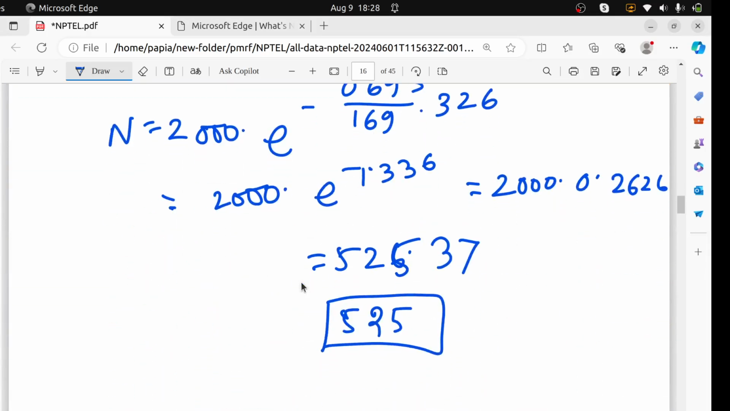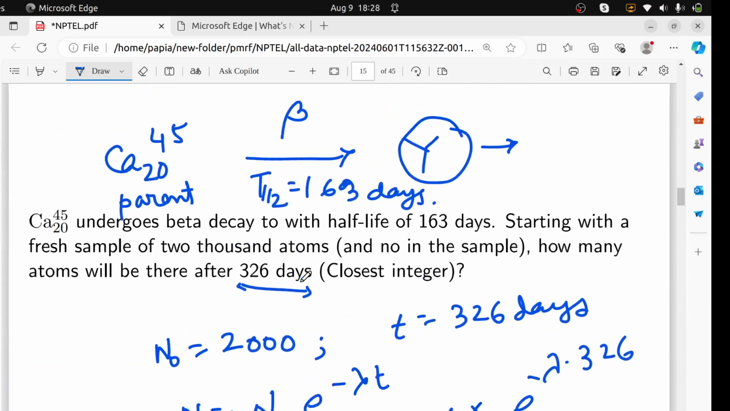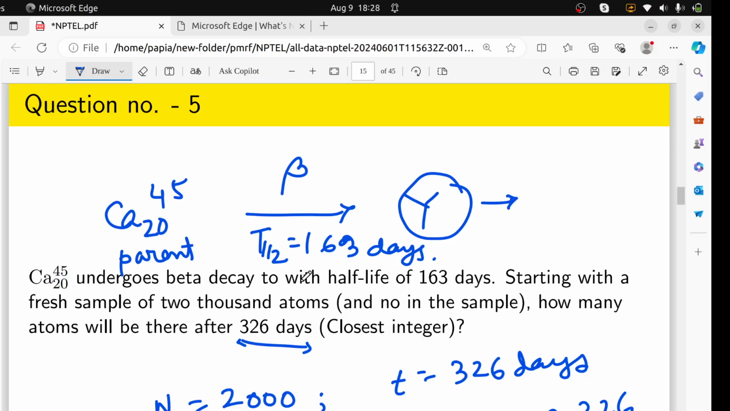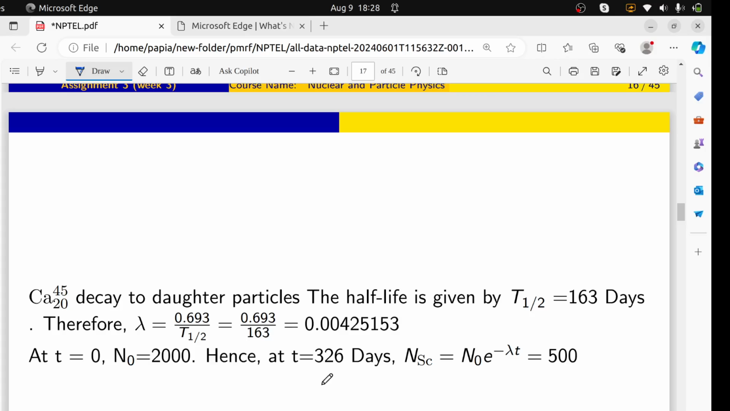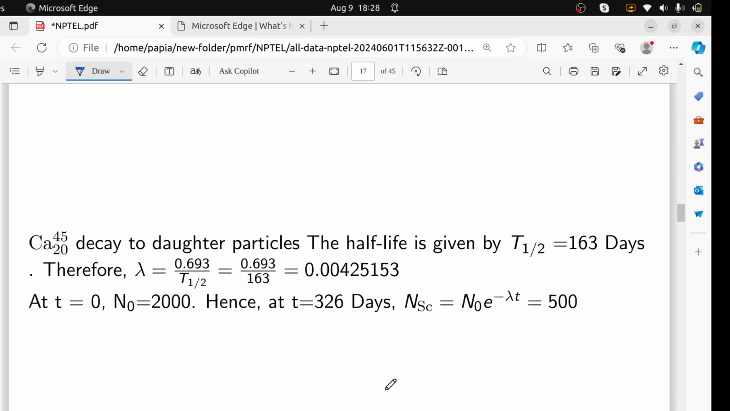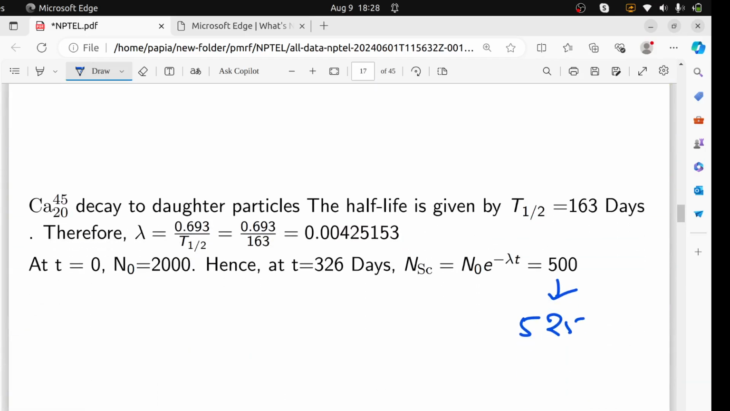Okay, so I hope you understand the question and the answer as well. Because you can see that question number 5 and question number 4 are exactly similar. So we just need to put N equals to N0 e to the minus lambda t, and N0 is given, lambda is given, t is given. So obviously we can get the value of N. Oh, I have already written here. I mean, it is not exactly 500. If you just calculate that one, it is like 525 something, whatever I have written here. Yes, 525. It's nearly 500, but yeah, fine. It is 525.